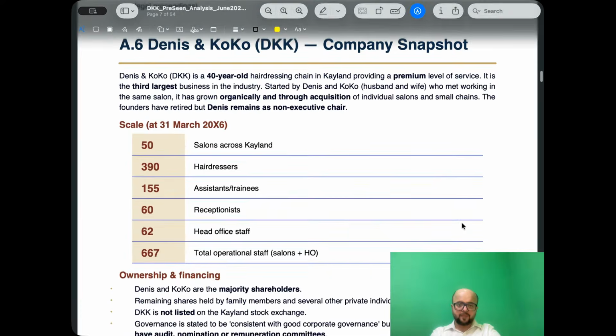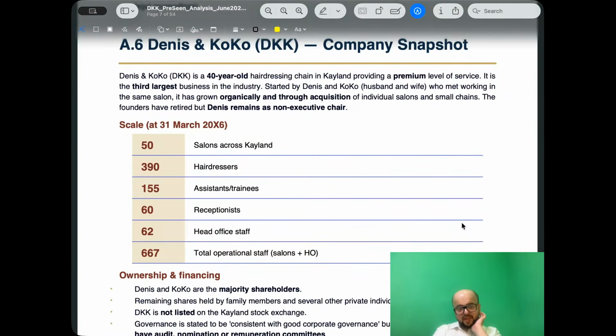Yes, you can. Dennis and Coco is a 40-year-old hairdressing chain in Kalen, providing a premium level of service. It is the third largest business in the industry, started by Dennis and Coco, husband and wife, who met working in the same salon. It has grown organically and through acquisition of individual salons and small chains.